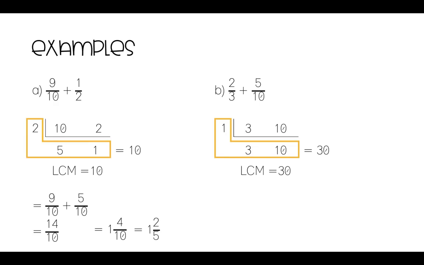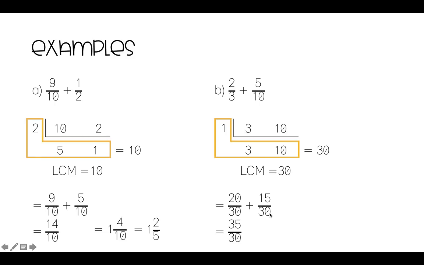multiple of 30. So what do I have to multiply this fraction by to make the denominator equal 30? And that's 10. So I'm going to multiply this whole fraction by 10. So the top would be 20 and the bottom would be 30. Now what do I do to this fraction here to make the denominator equal 30? Well, I multiply it by 3. So what I end up with is 20/30ths plus 15/30ths.